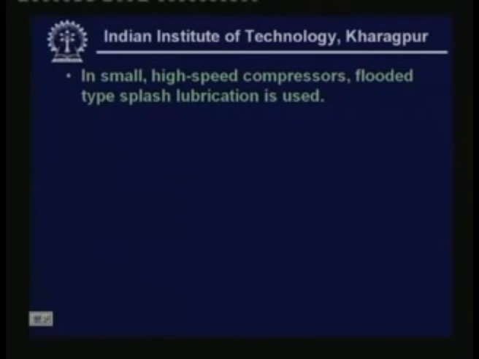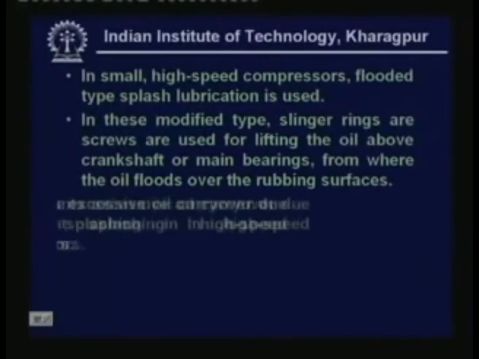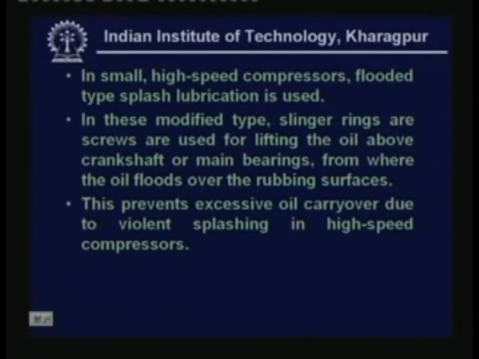And in small high speed compressors, flooded type splash lubrication is used. In this modified type, slinger rings or screws are used for lifting the oil above the crankshaft or main bearings, from where the oil floods over the rubbing surfaces. If you use a plain splash type in high speed compressors, then a lot of oil may be thrown, which may create oil carryover problems. So in such cases, they normally use a helical screw which will carry the oil, so the oil carryover is reduced. This prevents excessive oil carryover.